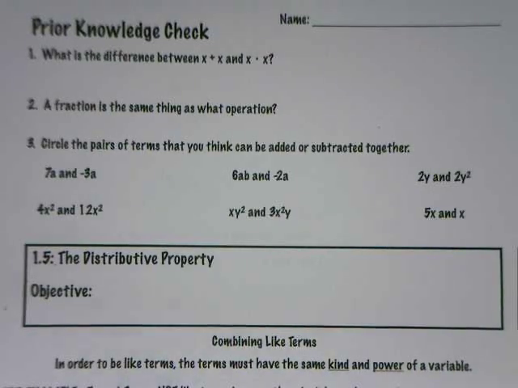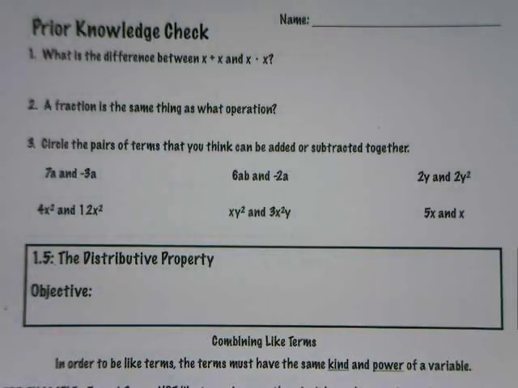All right, guys, so this is 1.5. So for the prior knowledge check, what is the difference between x plus x and x times x? Mainly what the difference between the answers are, because these are the two that always get confused.